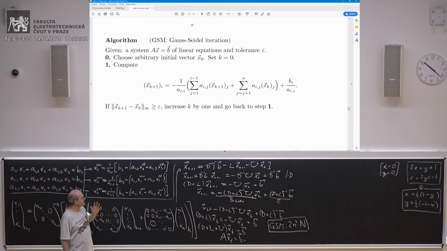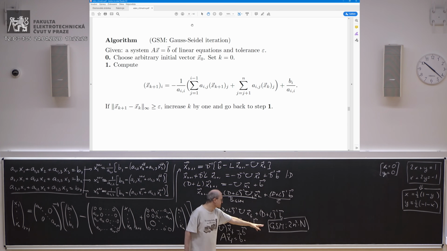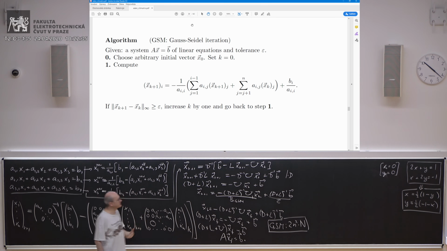But otherwise, if you can use parallel processing, then there's a question whether it's better to use Gauss-Seidel, which is perhaps faster, or the Jacobi iterative method, which doesn't have the square here if you use parallel processing. So there are some interesting real-life considerations. Anyway, how does it work? Let's test it on our example.